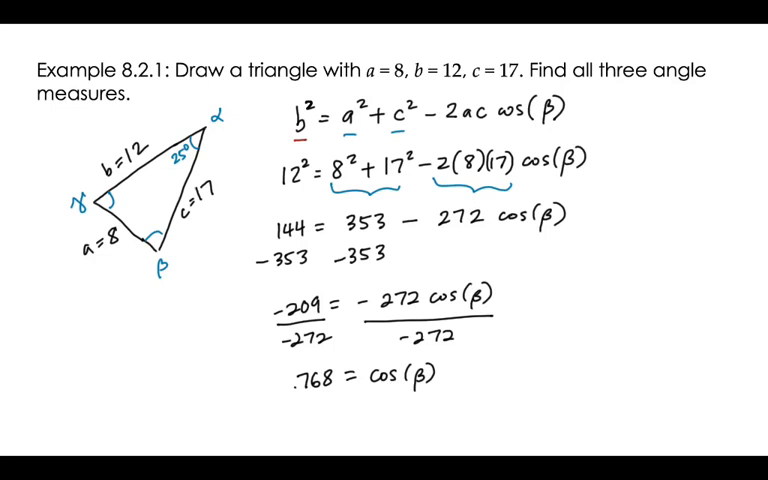Again, I'm keeping all those decimal places in my calculator. I'm just not copying them down. We want to solve for beta using the cosine inverse function. 0.768 is going to be the input, and cosine inverse will tell us angle beta. So I'm going to do shift cosine of all of those decimal places in my calculator, and I get 39.79. I'm going to round that up to 40.